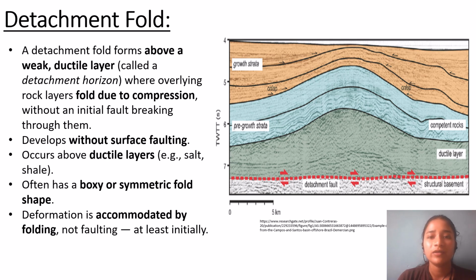So here you can see the pre-growth strata. Here, layers deposited before the folding started. They were originally flat. And here you can see the growth strata. These are the layers deposited during or after the folding. They adjust to the shape of the growth fold and may be thinner or tilted.